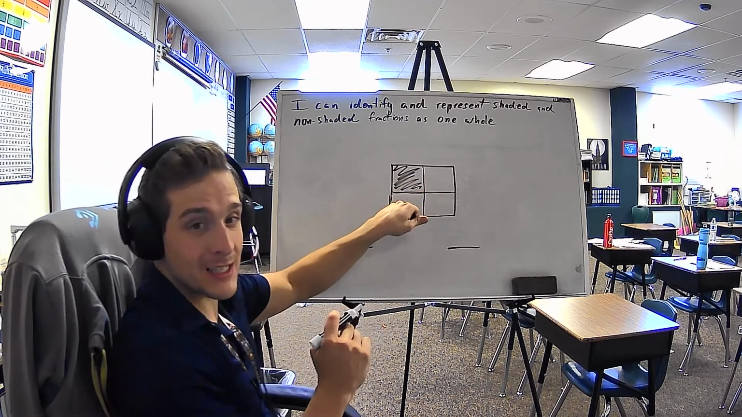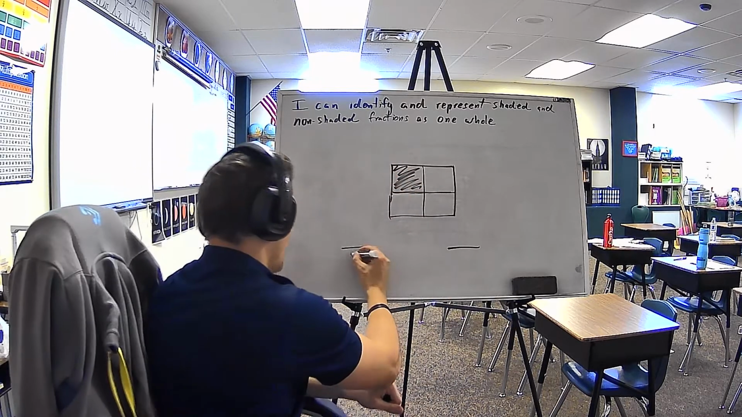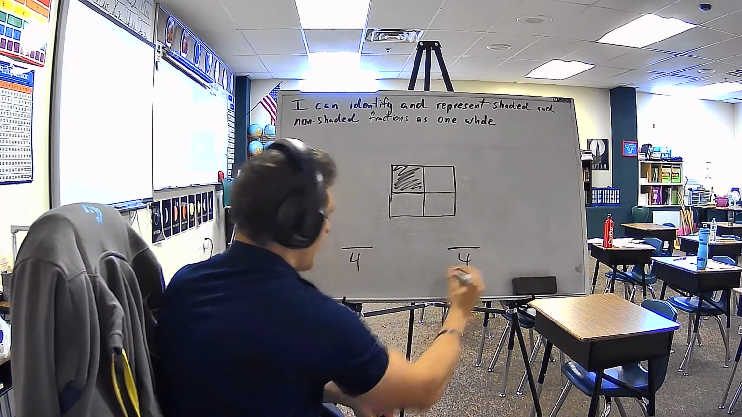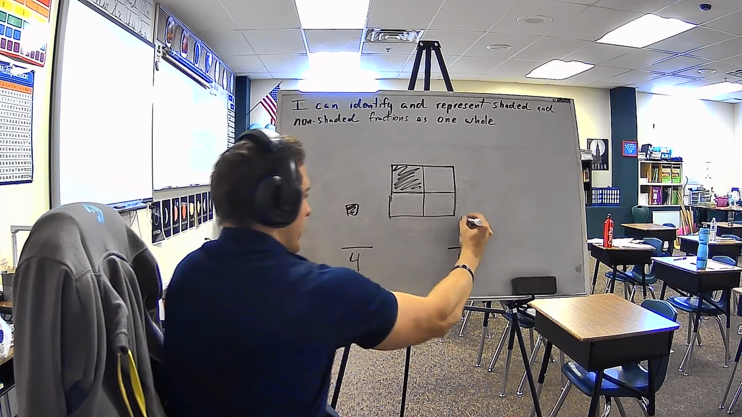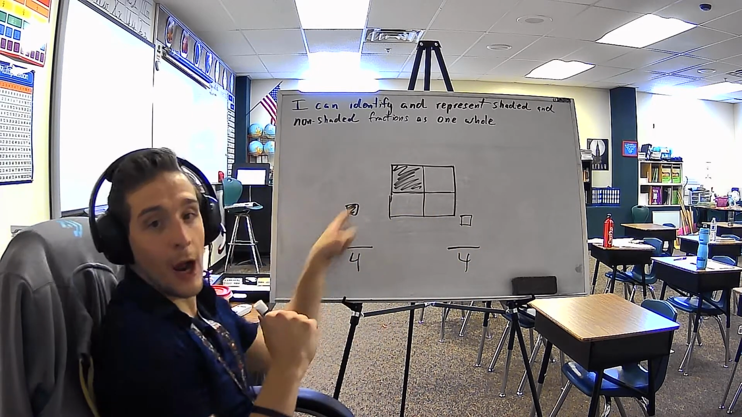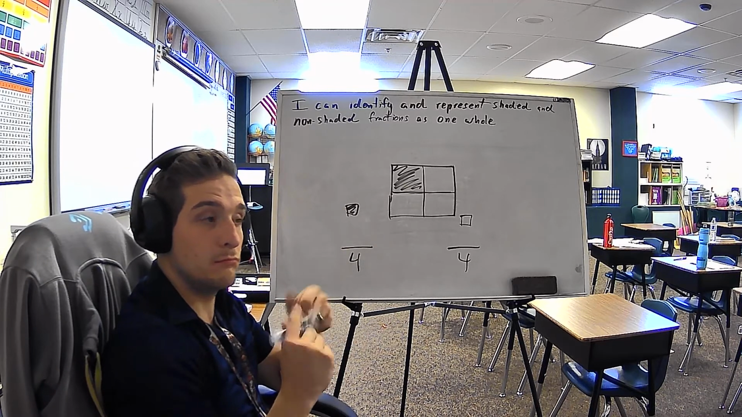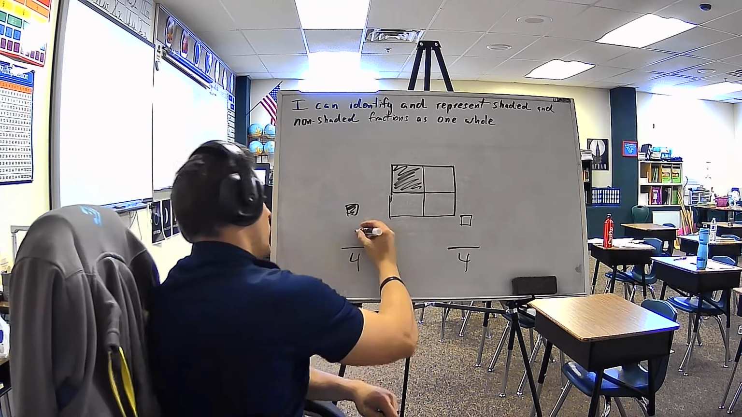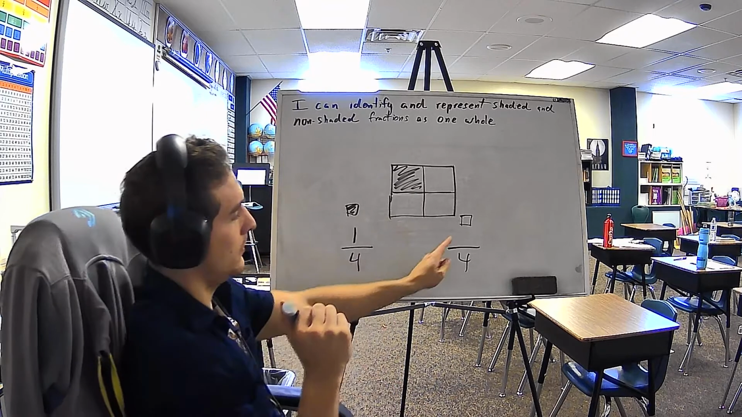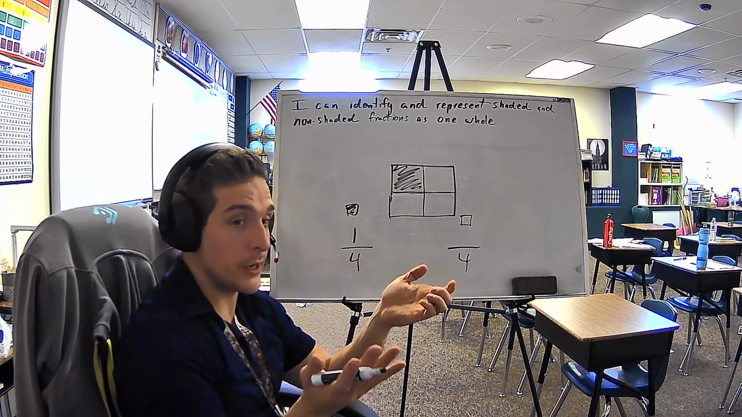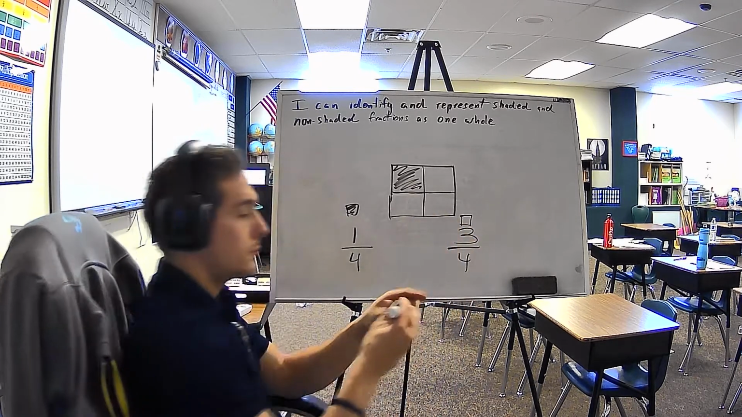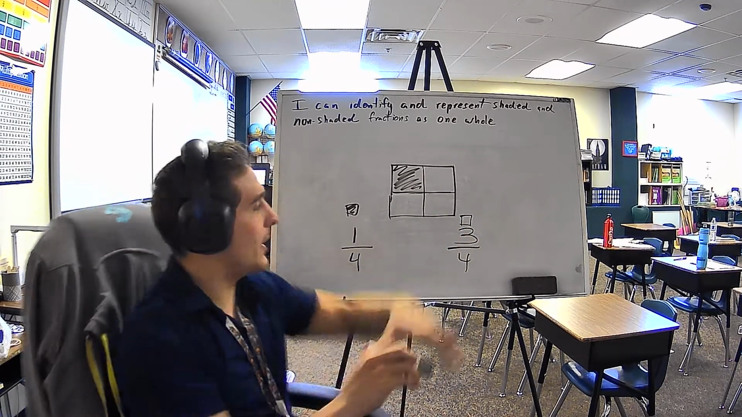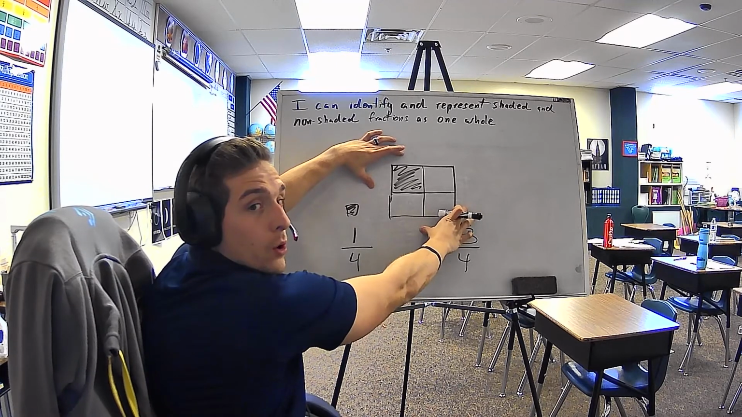So how many pieces does it make to make a whole here? 4. And so I'm going to put 4 in both of them. Over here is your shaded blocks. Over here is your unshaded blocks. How many of the blocks are shaded? 1. So I'm going to put a 1 right there. How many blocks are not shaded? 1, 2, 3. 3. So the idea here is that this entire thing is one whole.